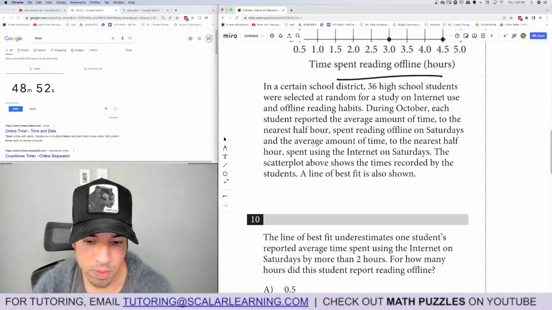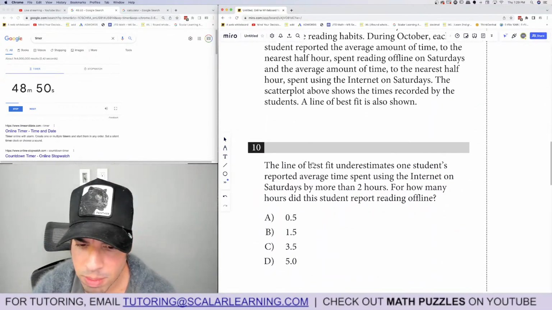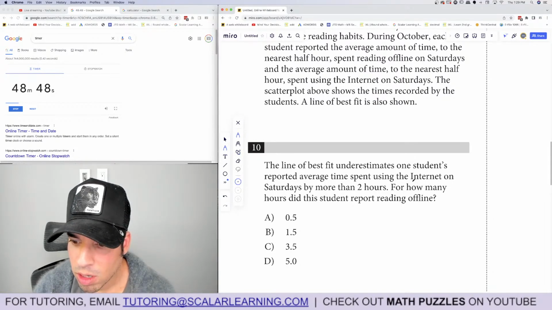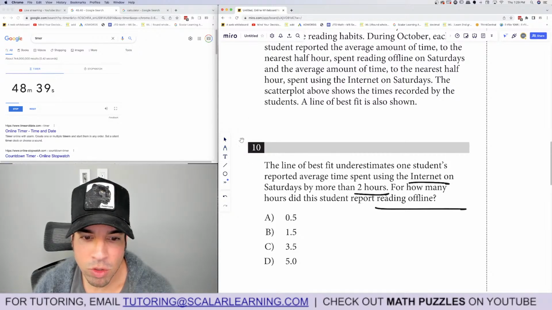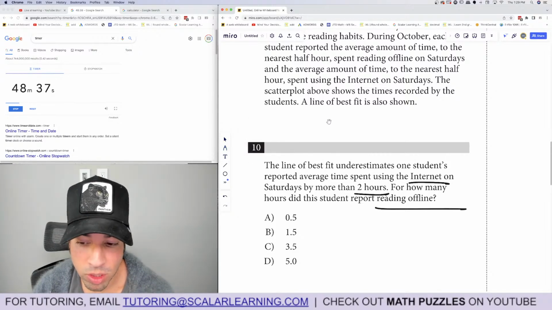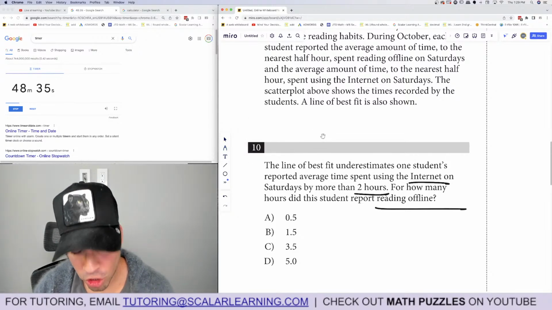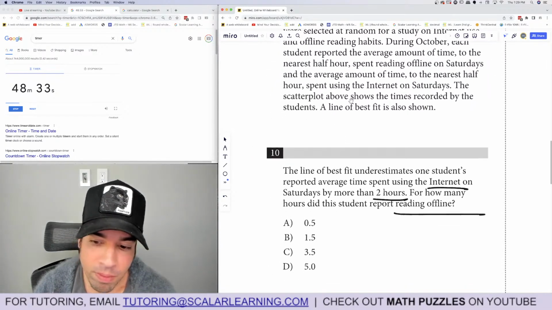Okay. The line of best fit underestimates one student's reported average time spent using the internet on Saturdays by more than 2 hours. How many hours did the student report reading offline? I remember this question very well because I actually almost got it wrong, and I caught it when I was checking my work. So I'm going to show you what I did.